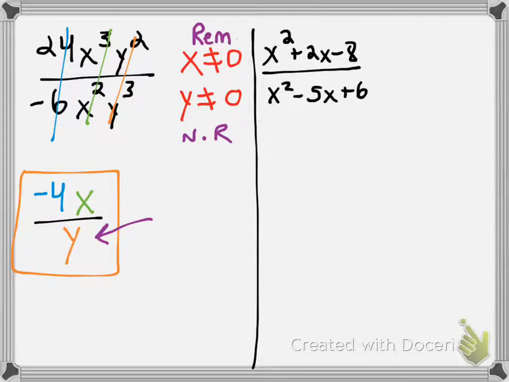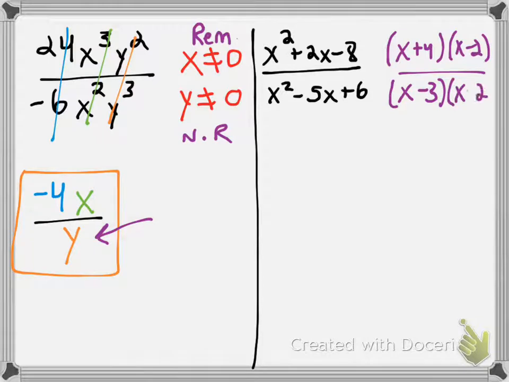Alright, let's try it again. With this problem over here, step one is to factor. What multiplies to get negative 8 and adds to get positive 2? X plus 4 and x minus 2. What multiplies to get 6 and adds to get negative 5? X minus 3 and x minus 2. So step one is done.